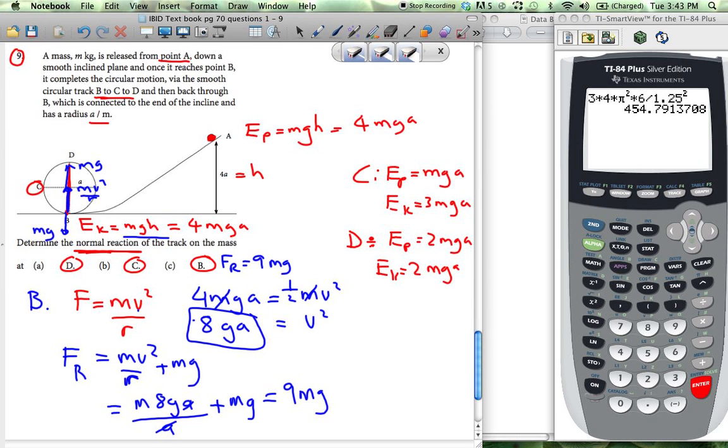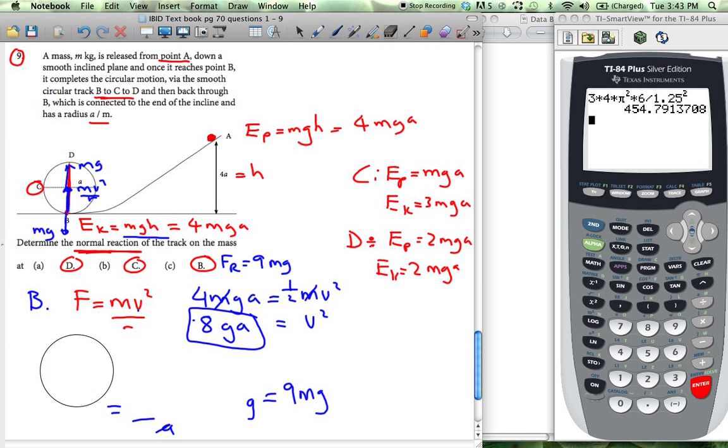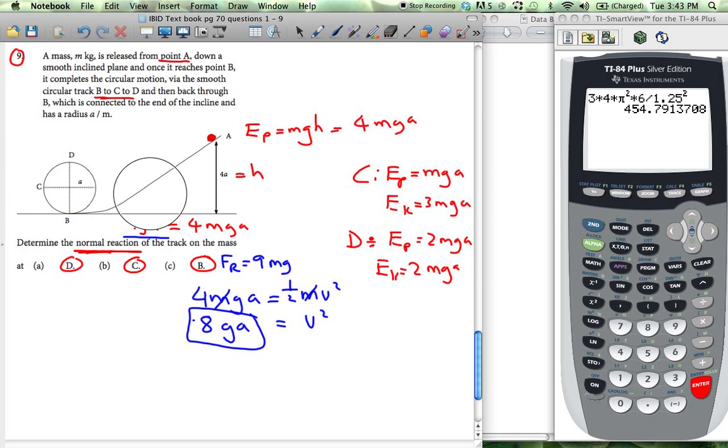Now, let's do the others. I'm just going to erase this, and we're going to look at C and D. So I just want to erase a few things here. So looking at C, actually, let me just erase this also here.